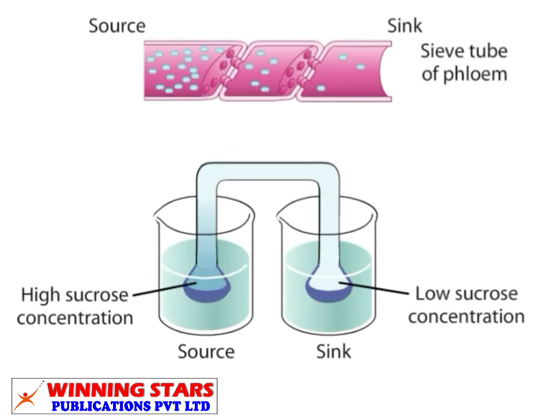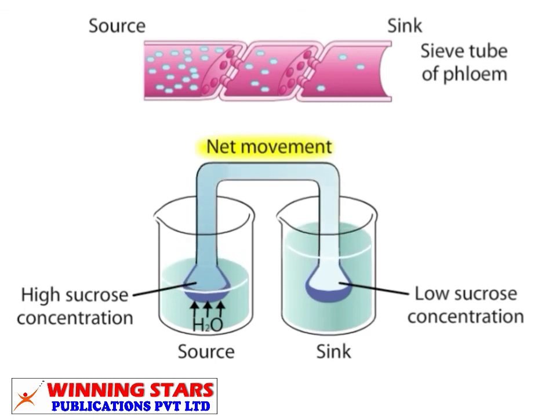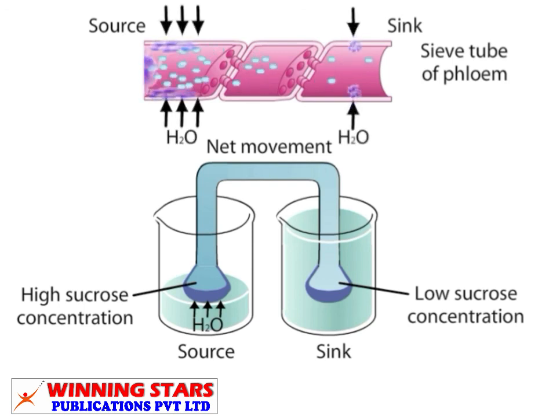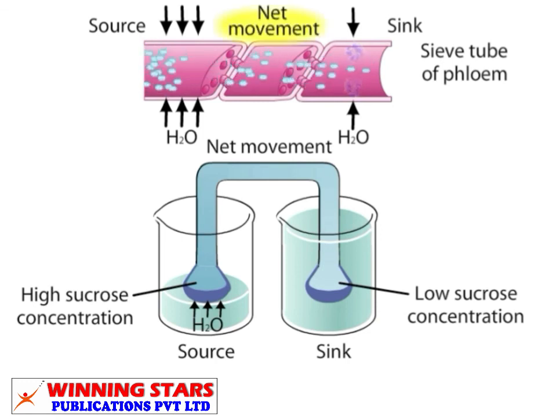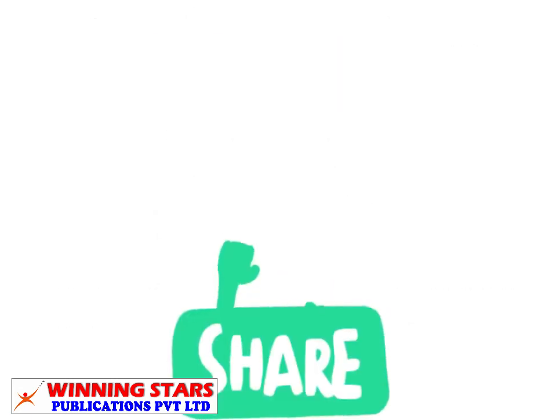Let's suppose there is a high sucrose concentration on the left side, meaning in the source you have added sucrose solution. Then water rapidly passes through the semi-permeable membrane from source to sink. So the net movement is observed here. The water will rapidly move from source to sink because of the high concentration of sucrose in the left side container. The high water entering through the source pushes the sucrose solution to the sink. This is the net movement of this experiment.